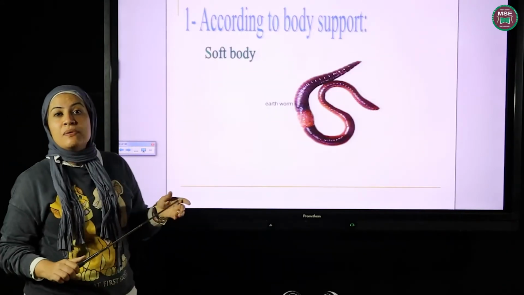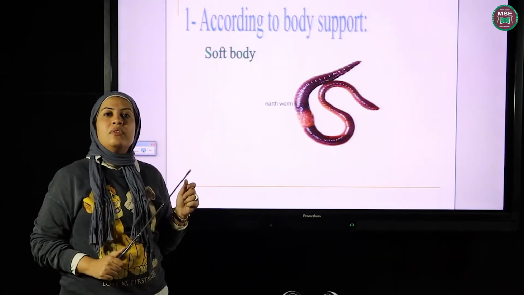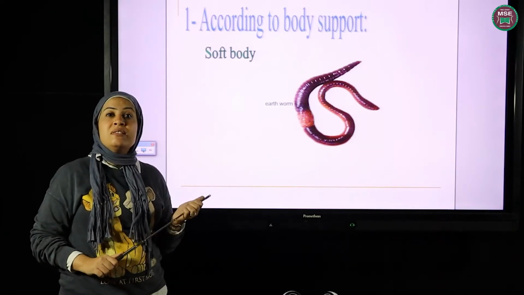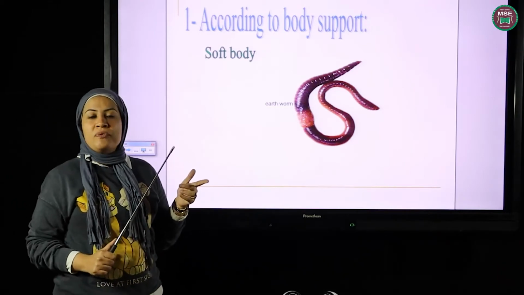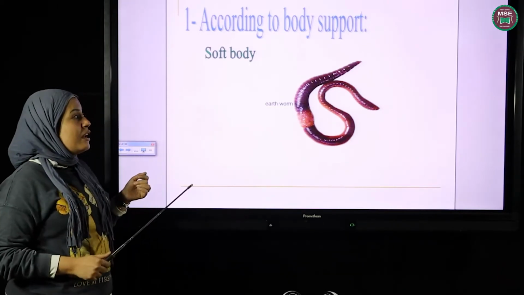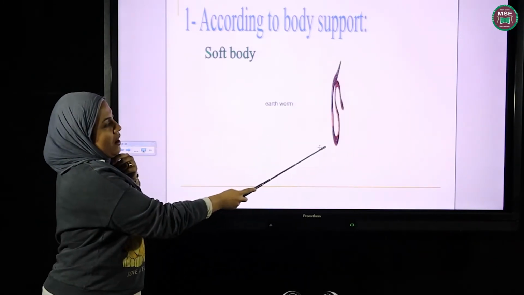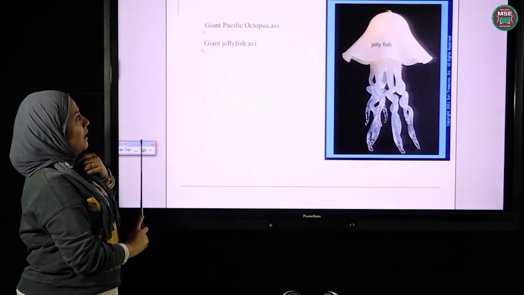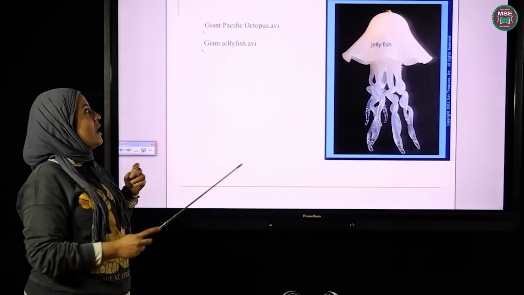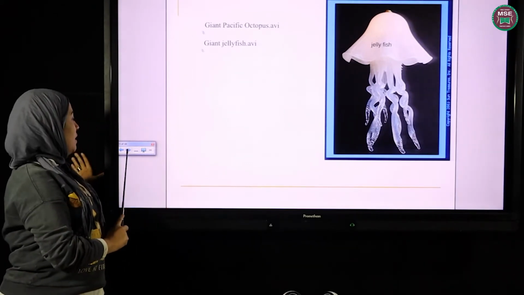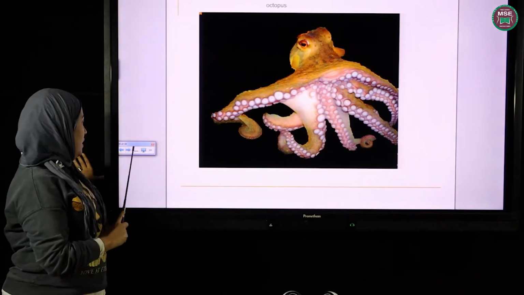Now we will talk about the classification of the animals. We classify the animals according, firstly, to the body support. I have some animals that don't have body support. They are called soft-bodied, like jellyfish and earthworm. Look, this is the earthworm. They don't have body support. And jellyfish don't have body support. And octopus doesn't have body support. So they have soft bodies, okay?